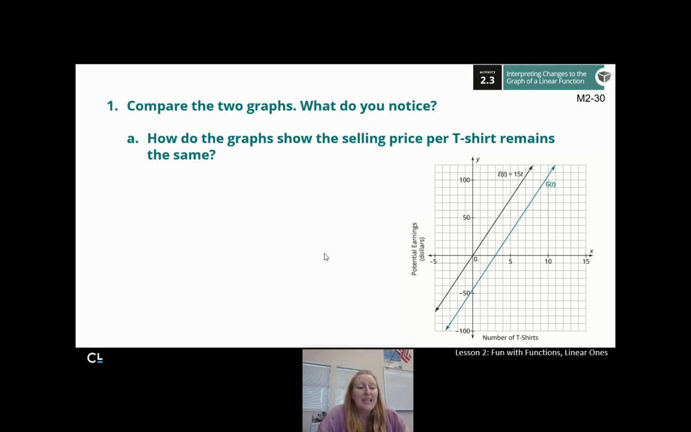So for part A, tell me, how do the graphs show the selling price per t-shirt remains the same? Go ahead and hit pause, jot down your thoughts on that, and hit play to go on to the next question.